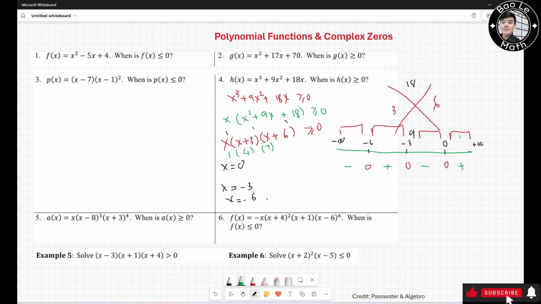So I need greater than or equal to. So I need this part right here and this part right here. I need to include the 0 because I have the equal sign. So it should be negative 6 to negative.